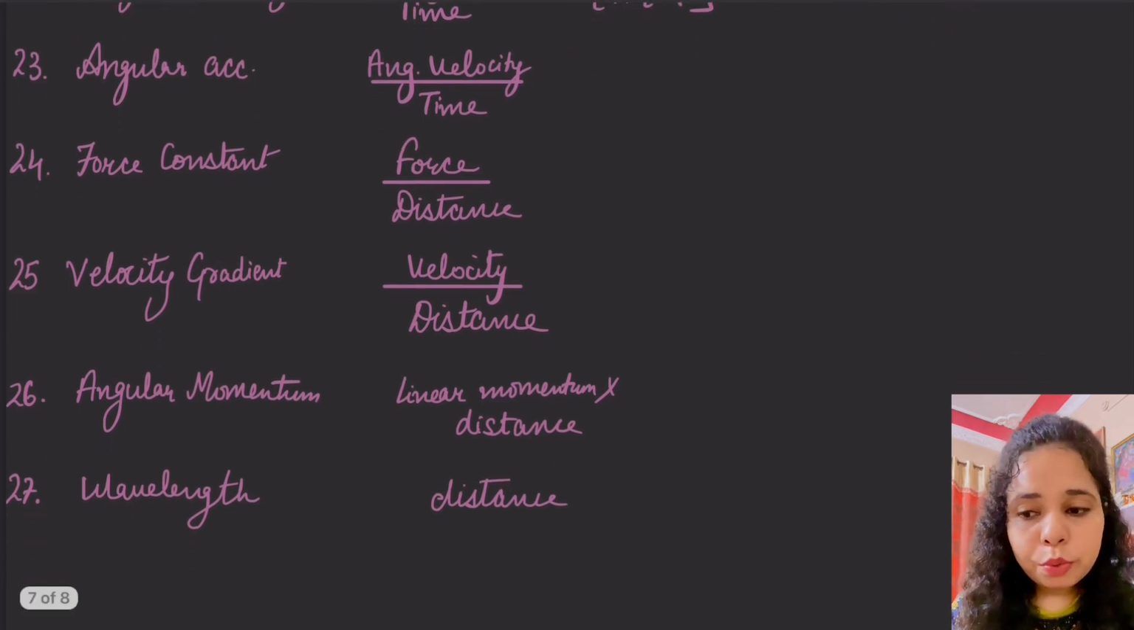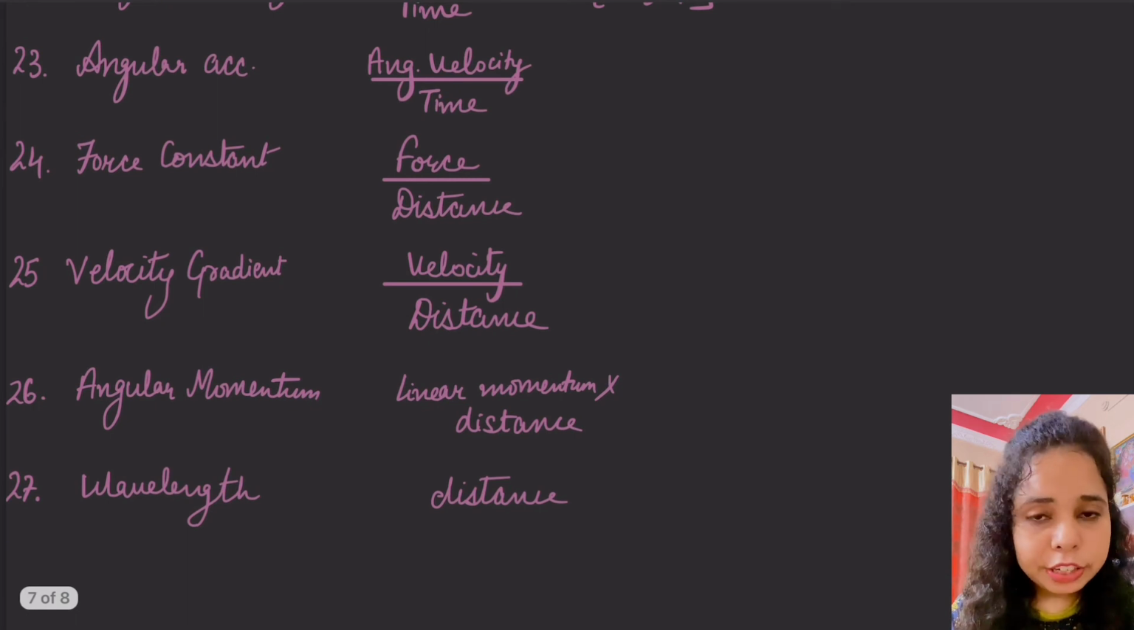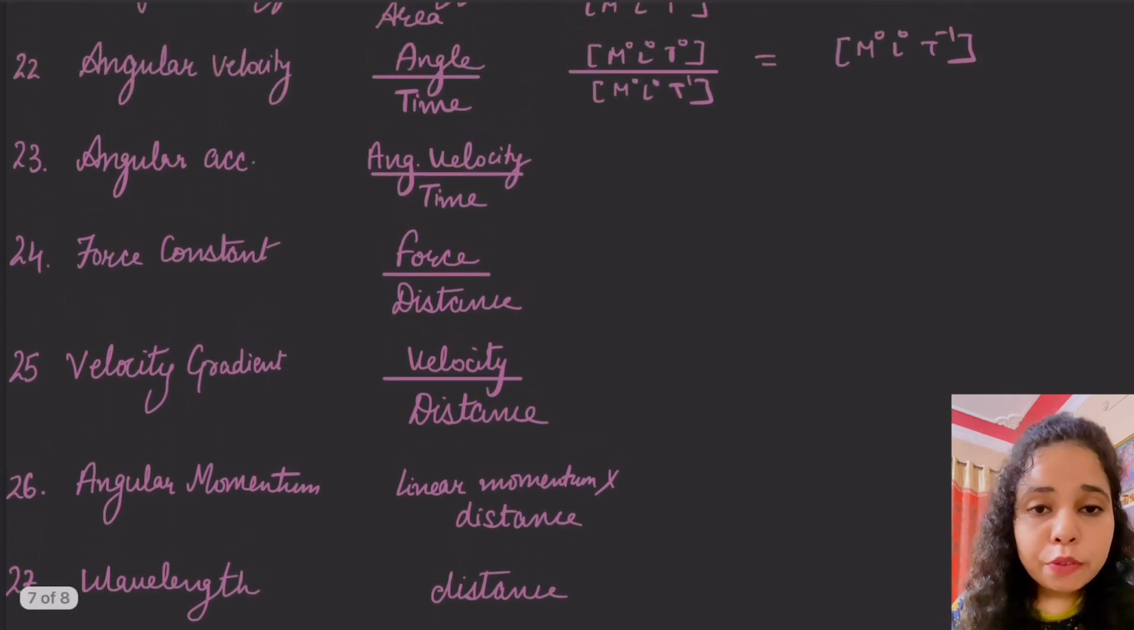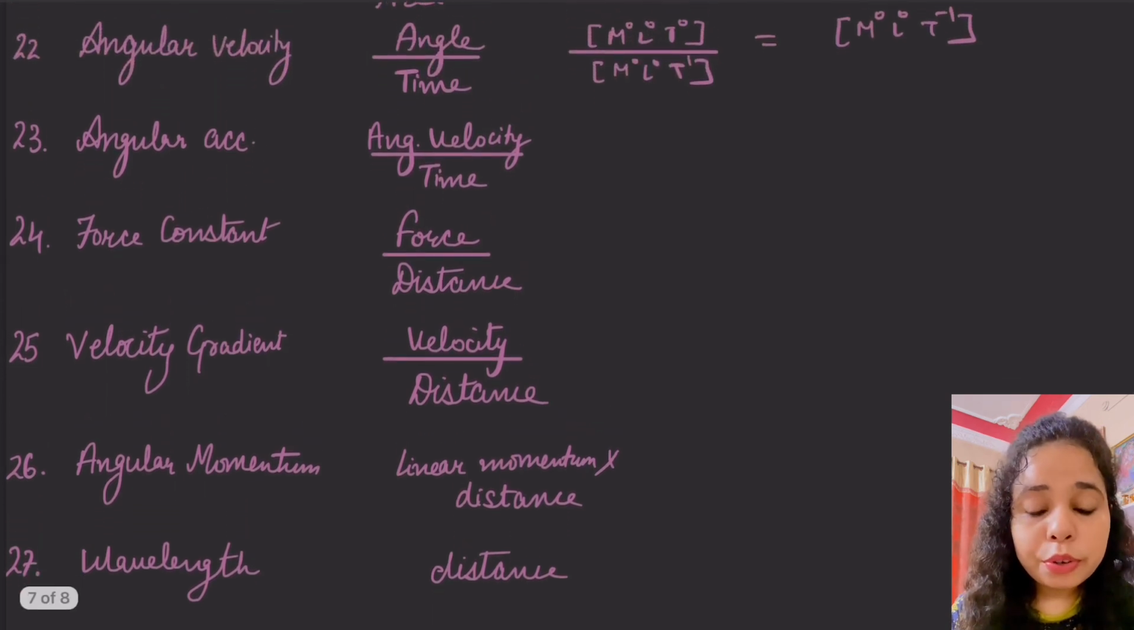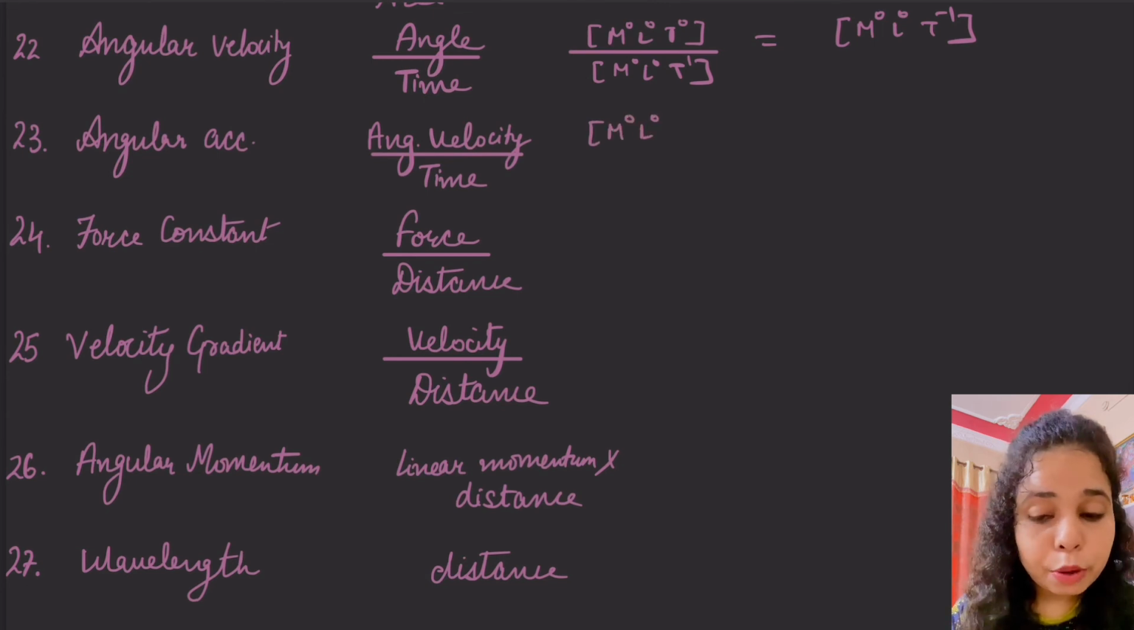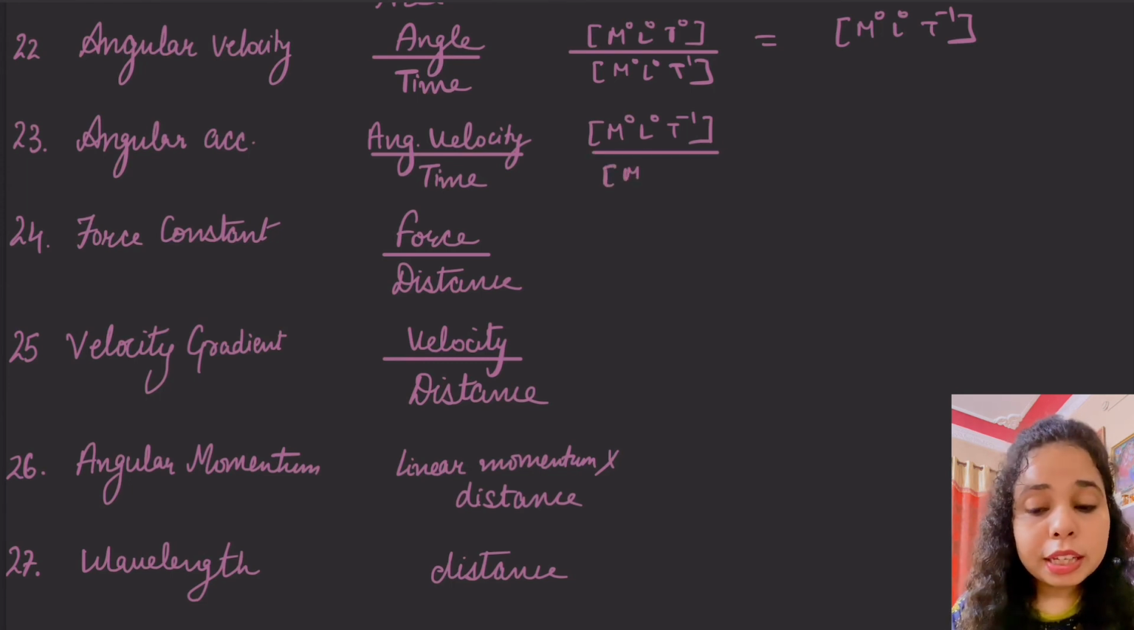The next physical quantity is angular acceleration, and it is defined as rate of change of angular velocity, that is angular velocity upon time. For angular velocity we have right now determined the dimensional formula as m0 l0 t minus 1 divided by time. So therefore the dimensional formula for angular acceleration is m0 l0 t minus 2.